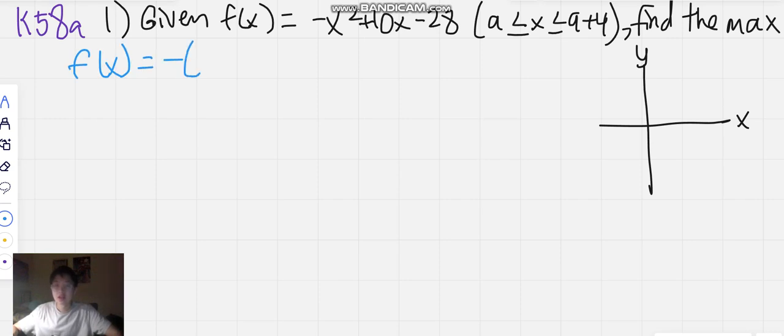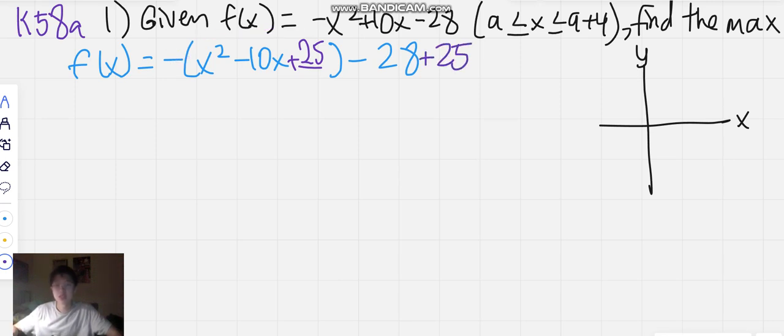What I'm going to do is factor the negative out of the x squared coefficient and the 10x. And then I'm going to need to add a term over here. That term is determined by dividing this x coefficient by 2. So negative 10 divided by 2 is negative 5. Squaring that gives positive 25. And keep in mind that since I added a negative 25 out of nowhere, since this 25 is being distributed by this negative, I need to negate that by adding a 25 to the end of the equation, which will give me negative (x minus 5) squared minus 3. So I hope that's just a review.